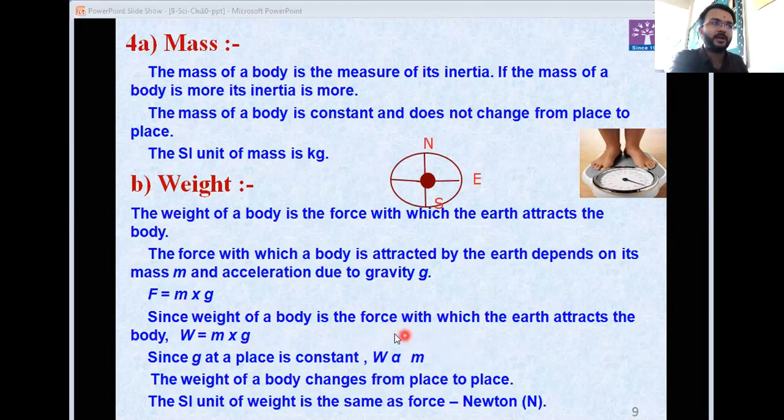So generally, we do not consider the difference between mass and weight in practical, routine life. But according to the formula, there is a difference. And Newton is the SI unit of force, but the same unit can be used for weight also, because as we discussed just now, weight and force are both the same.